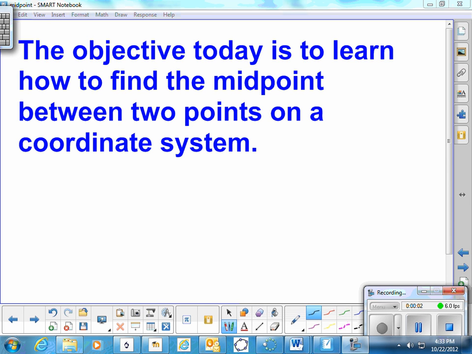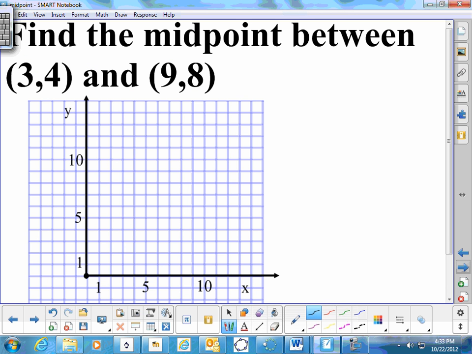The objective today is to learn how to find the midpoint between 2 points on a coordinate system. So to find the midpoint between 3, 4 and 9, 8, let's do this graphically first.